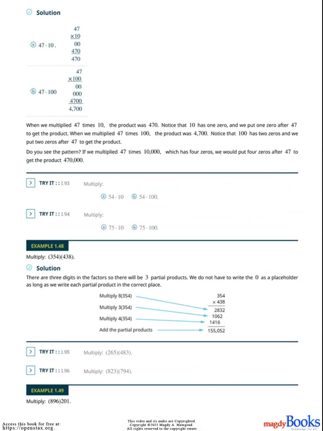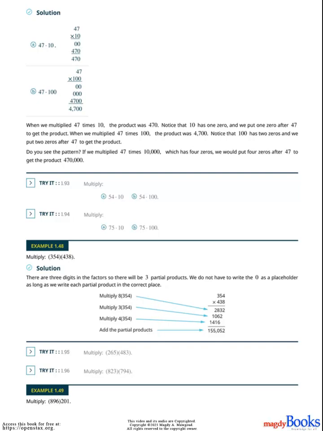When we multiplied 47 times 10, the product was 470. Notice that 10 has one zero, and we put one zero after 47 to get the product. When we multiplied 47 times 100, the product was 4,700. Notice that 100 has two zeros and we put two zeros after 47 to get the product. Do you see the pattern? If we multiplied 47 times 10,000, which has four zeros, we would put four zeros after 47 to get the product 470,000.